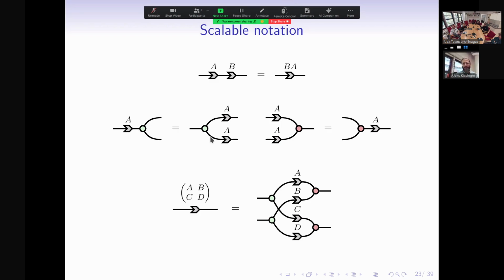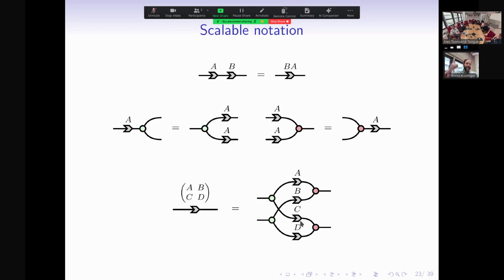They copy forward through green, and they copy backwards through red. So I can pull one of these wires backwards through a red dot, and I can push it forward through a green dot. And I can also decompose block matrices this way. In fact, you can almost take this as an inductive definition of what the arrow is.